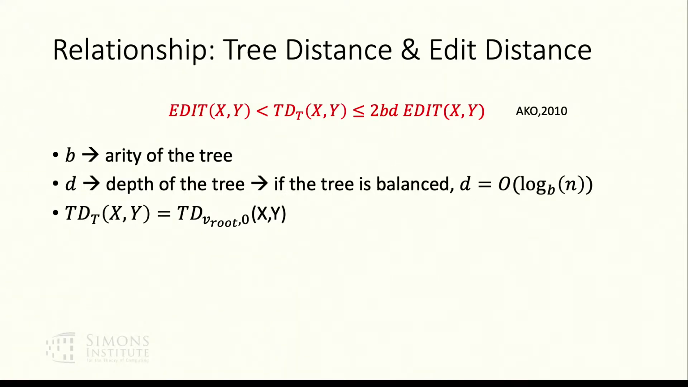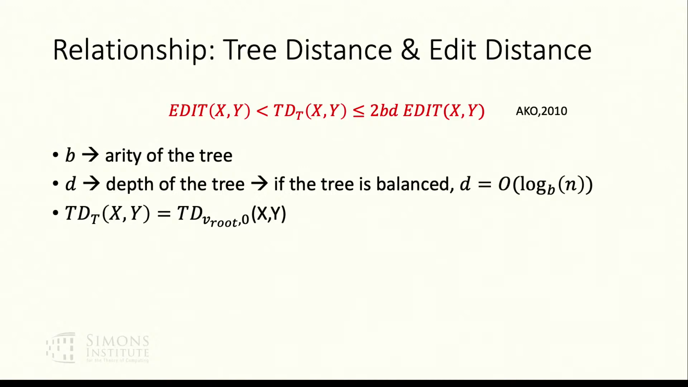And what is this TDT? You are looking at the root. Root means the entire x. You're looking at shift 0 because you have to compare entire x with entire y. So this is your tree distance at the root with shift 0, of x and y, and it is bounded between the edit distance and b times log base b of n times the edit distance. Okay, so that's the relationship between tree distance and edit distance.